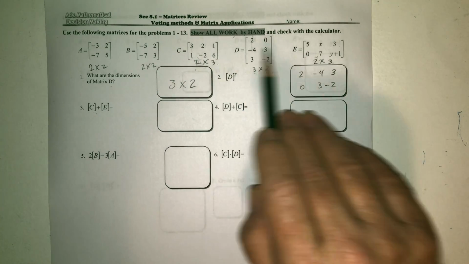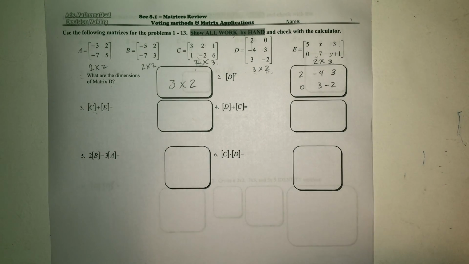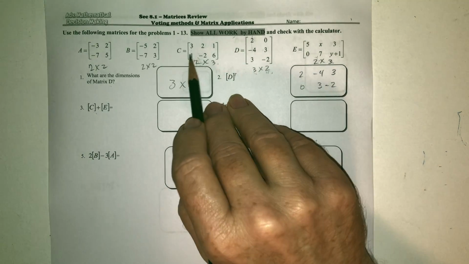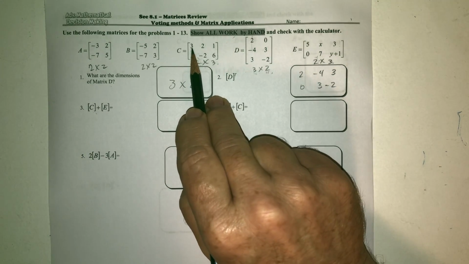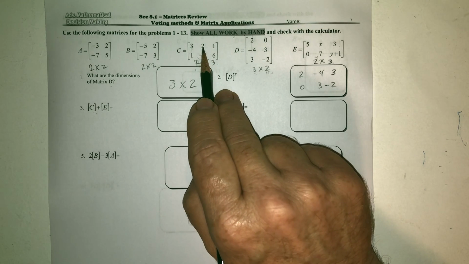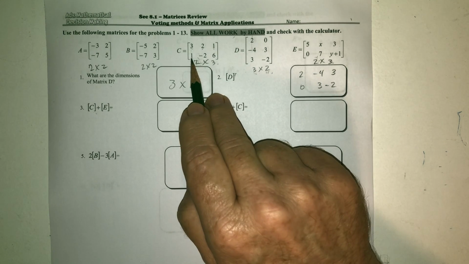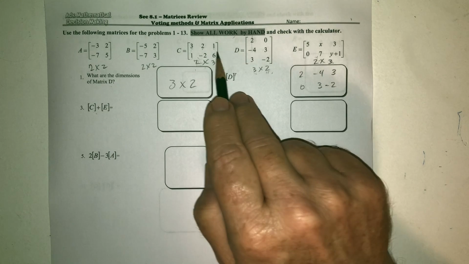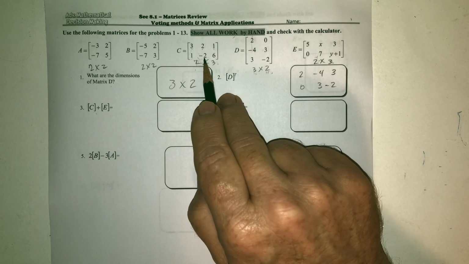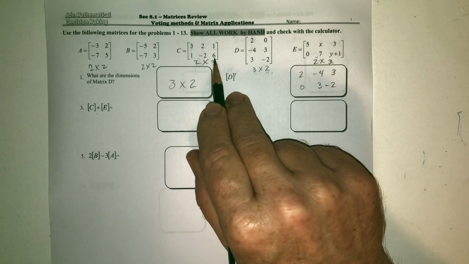All right, if we're adding C to E, they're both 2 by 3 matrices. And when you add matrices, you have to add corresponding entries. In matrix C, row 1, column 1 entry is 3. Row 1, column 2 entry is 2. Row 1, column 3 entry is 1. Row 2, column 1 entry is 1. Row 2, column 2 entry is -2. And row 2, column 3 entry is 6.